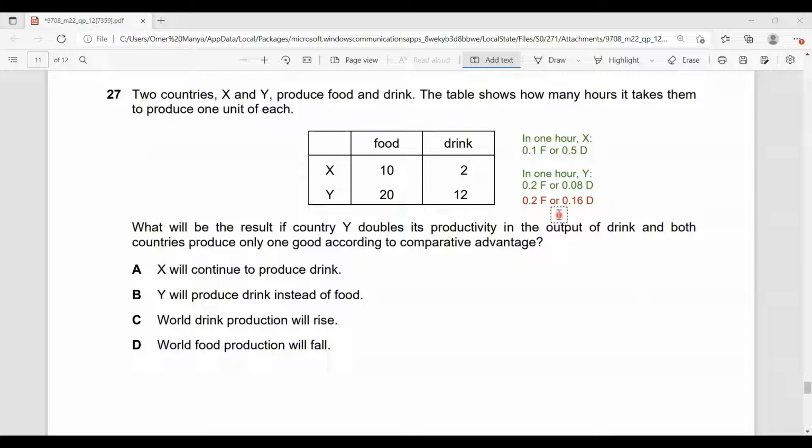So they've doubled their productivity only in the production of 1 good. But they are still producing less drinks in an hour than country X, which is why the answer is A, that country X should continue to produce drinks because that is the one that they have the comparative advantage in, which means that they have less of an opportunity cost compared to country Y in the production of drinks.